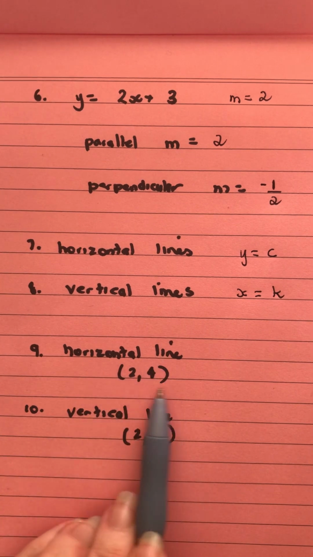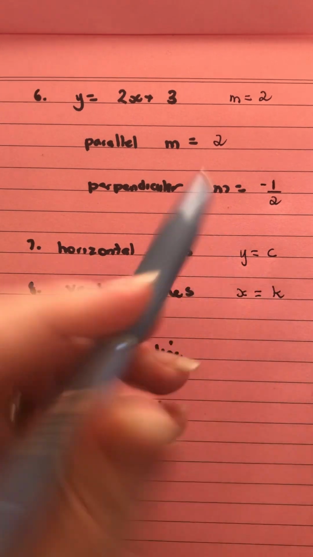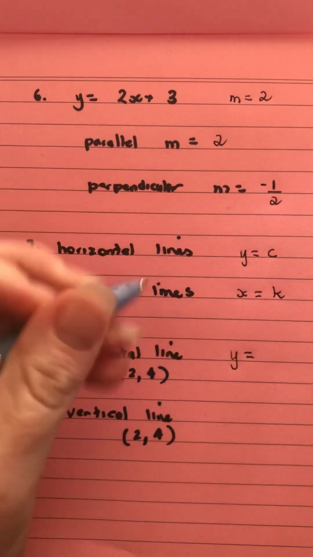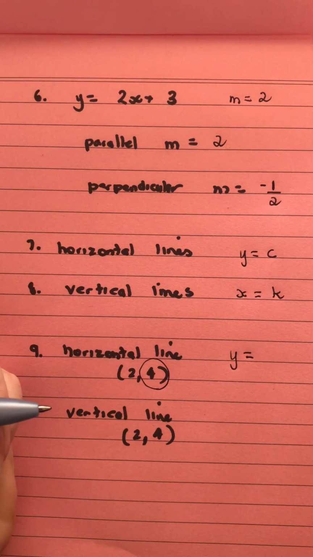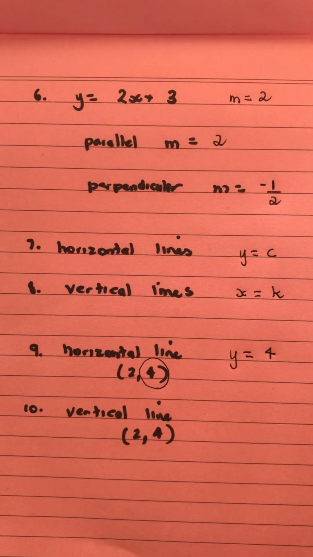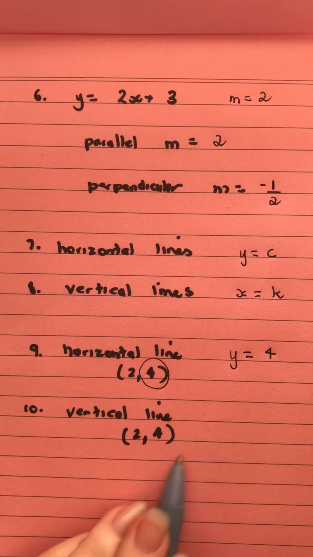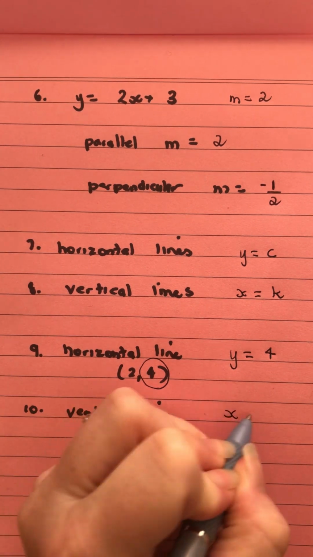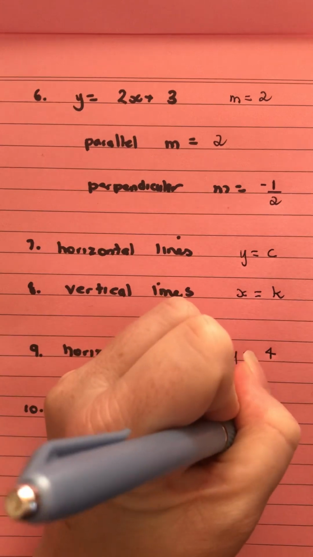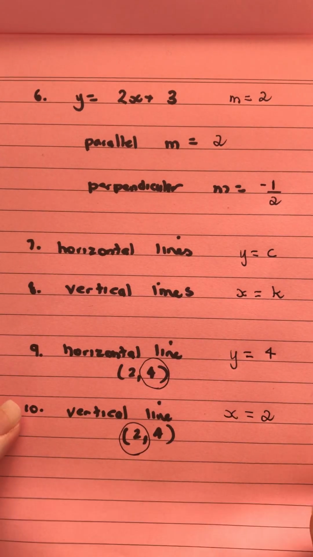If we've got a horizontal line that goes through 2, 4, we're going to write it as y equals something, and we're looking for the y value in that coordinate. So it's going to be y equals 4. Down here with our vertical line, we're then going to be looking at the x value, and it's 2. So its equation would be x equals 2.